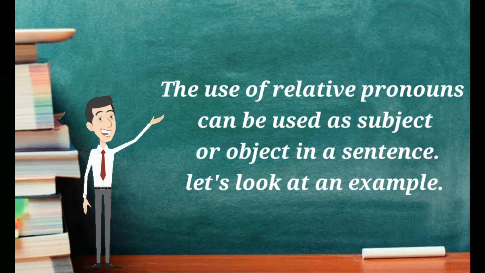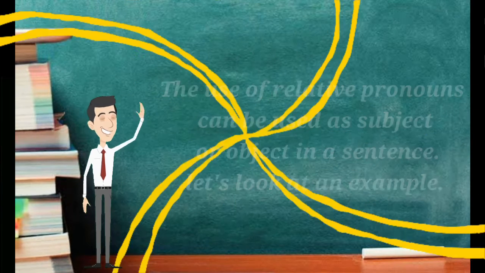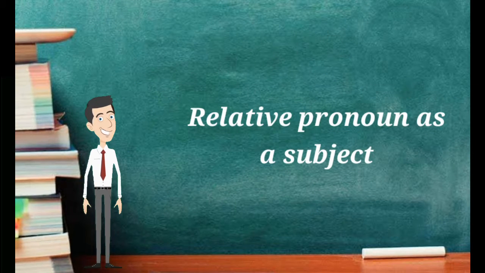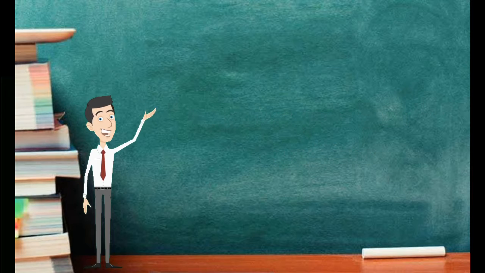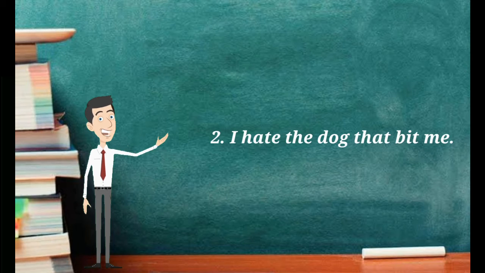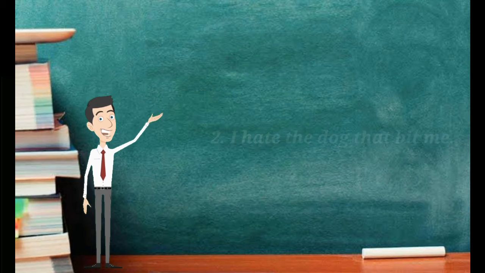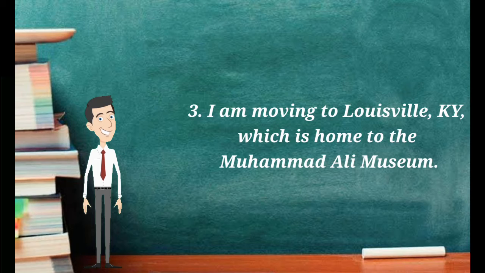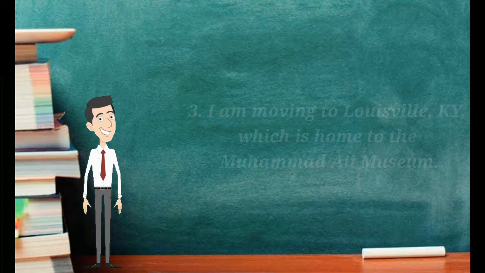Relative pronouns can be used as subject or object in a sentence. Let's look at an example. Relative pronoun as a subject. 1. I like the person who was nice to me. 2. I had the dog that bit me. 3. I'm moving to Louisville, Kentucky, which is home to the Muhammad Ali Museum.